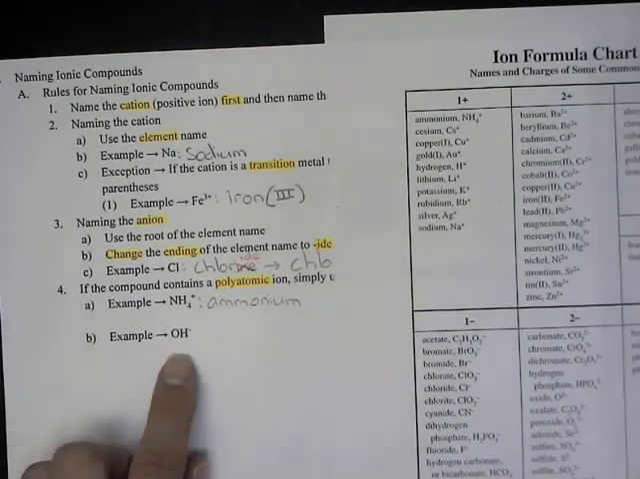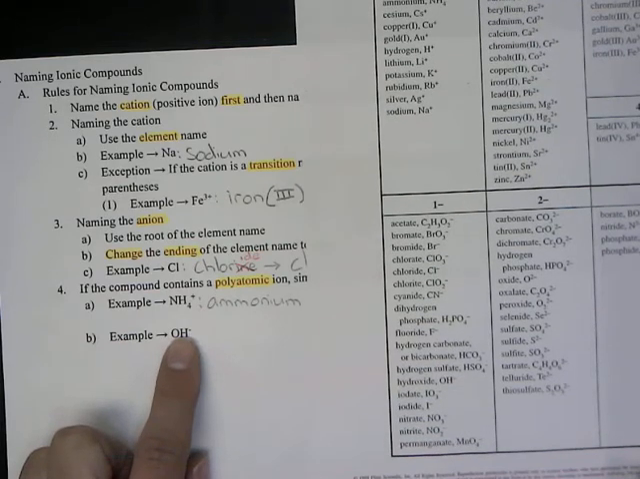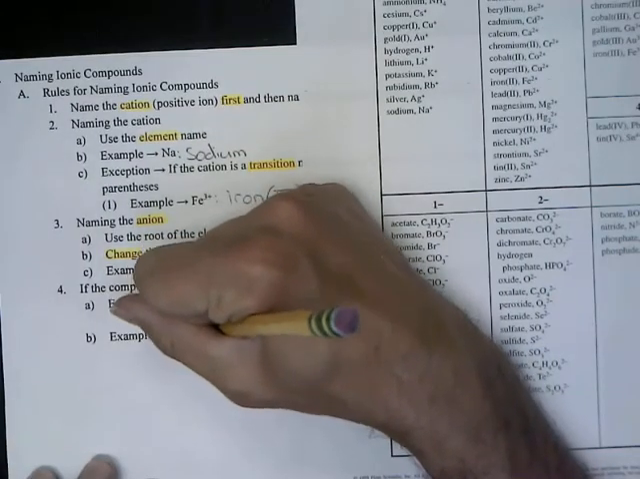Now, a negative polyatomic ion, we would do the same thing. We would look it up, and so we find OH1 minus. Well, OH1 minus has the name hydroxide. We copy that name directly down.